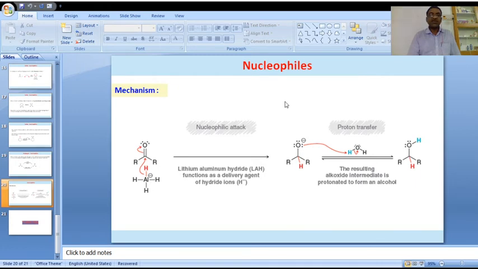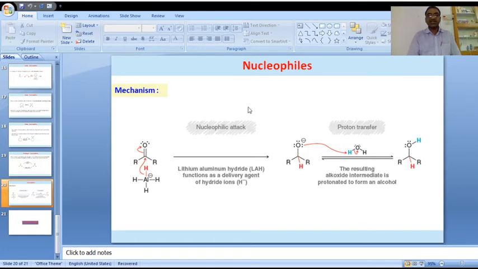Is it clear, all of you? When the starting compound is a ketone, on reaction with a suitable hydride reducing agent, that is LAH, the H minus nucleophile attacks the carbonyl carbon and oxygen gets negative, so an unstable alkoxide intermediate is formed. That alkoxide ion is protonated to form alcohols.